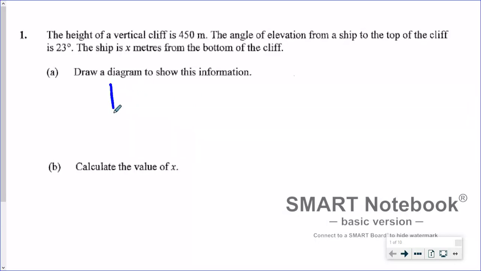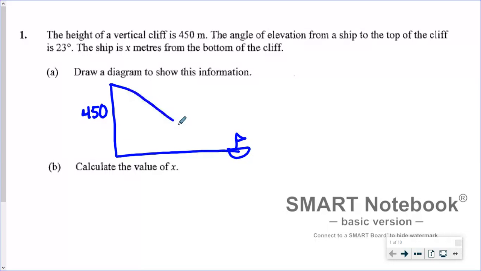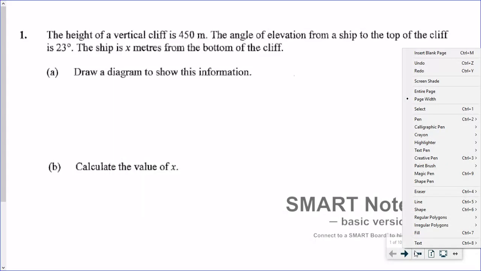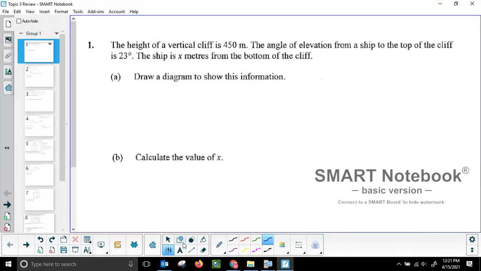So we have a cliff. Yay, cliff. We have the ocean out here. It says that the cliff is 450 meters, so this is 450 meters. There's some ship out here. Yay, ship. And we have the angle of elevation here, which was god awful. In fact, I'm going to cheat, and we'll just make shapes.